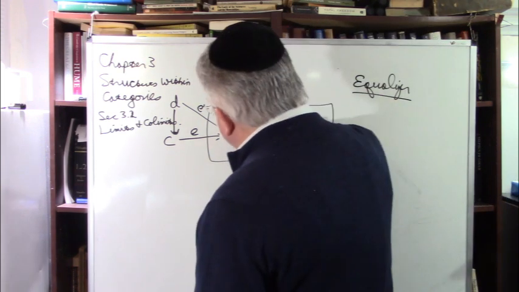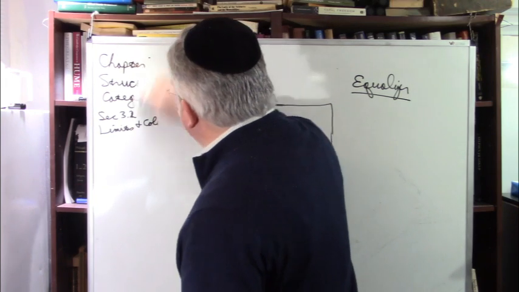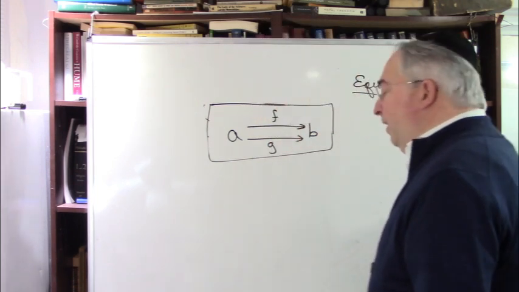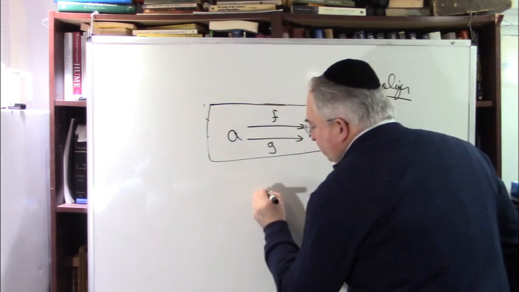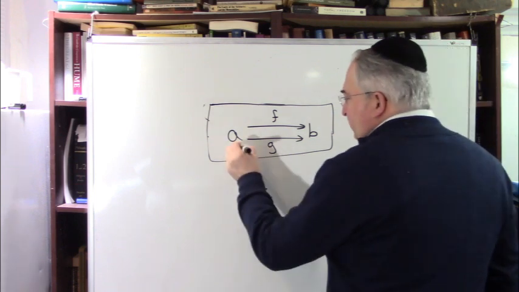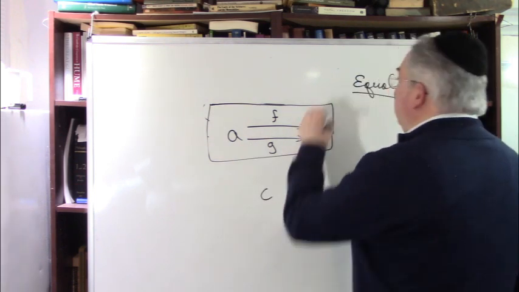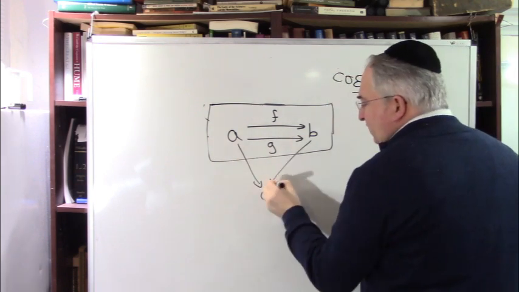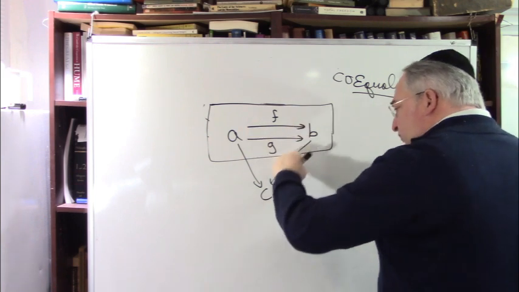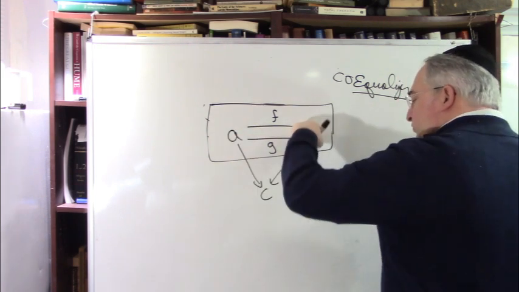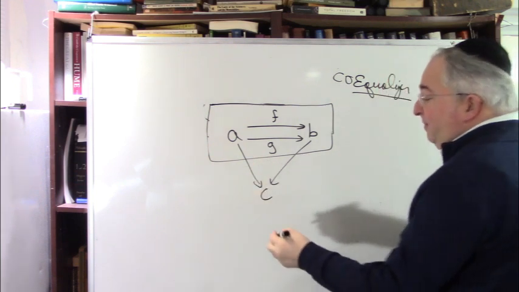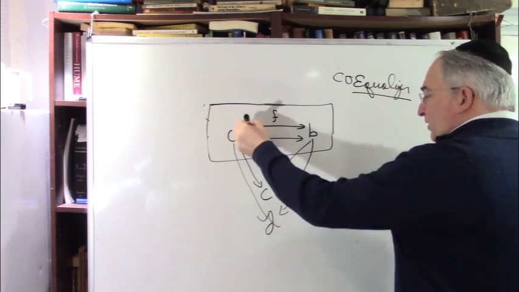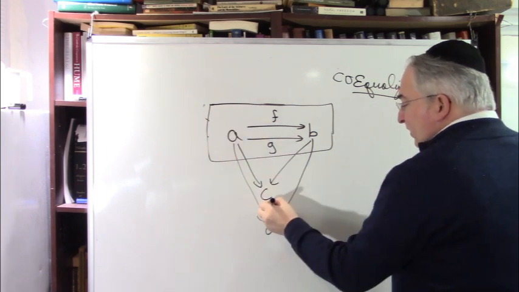Hold on. Let's erase this. Erase all of this. Okay. And by duality, there's another thing, and let's call that C. And we want something called a coequalizer. What's a coequalizer? Well, it's a map like this and a map like this, such that F composed with this is equal to this, and G composed with this is equal to this. And it's the best fitting one. What does that mean? That if there's any other object like this, then there's a unique map like this.